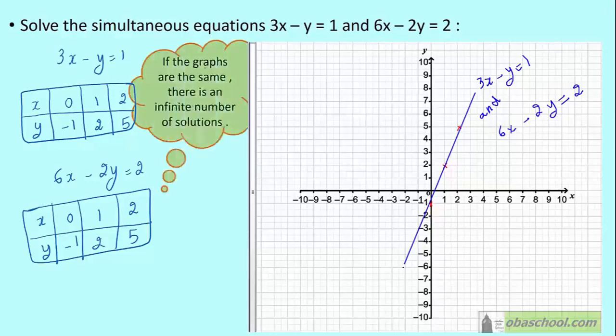So basically, we can deduce that if the graphs are the same, there is an infinite number of solutions. Both equations have the same straight line representing them on the graph. So every point on this straight line is the solution. So there are infinite number of solutions.